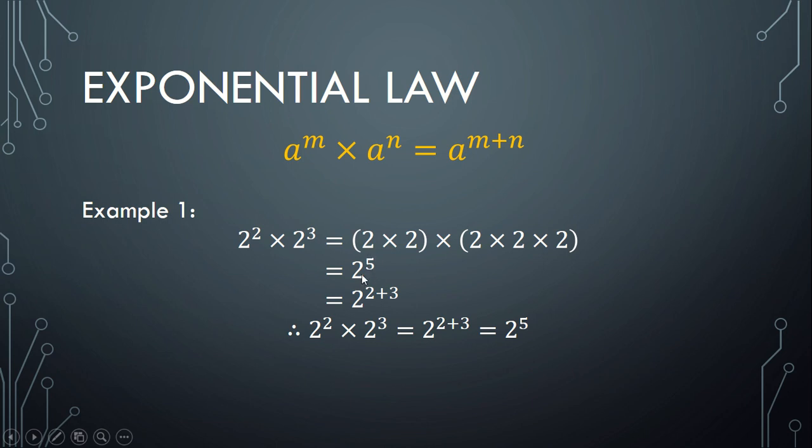Now, as we can see here, the 5 is equivalent to 2 plus 3. So therefore, we know that if we sum the exponents, we will still get the same answer. To solve this problem, we can just sum the exponents, 2 plus 3, and we have the answer. The formula helps us to simplify our calculation. We do not have to show the calculation like this every time. We can simply sum the exponents.